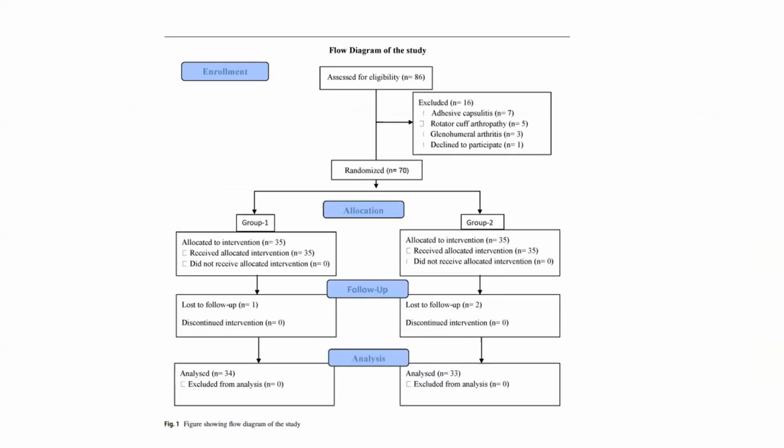This flow diagram demonstrates how the authors assessed 86 participants for eligibility and excluded 16 due to a diagnosis of adhesive capsulitis, rotator cuff arthropathy, glenohumeral arthritis, and withdrawn consent. One participant from group 1 and 2 participants from group 2 dropped out of the study.